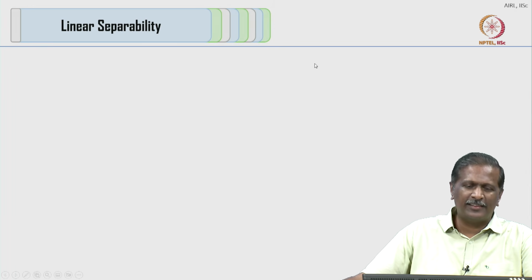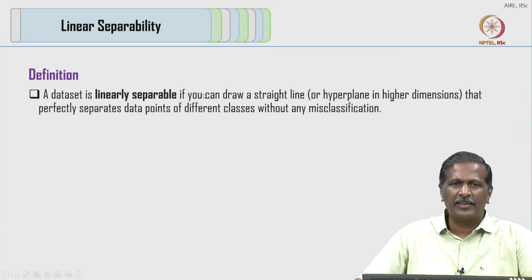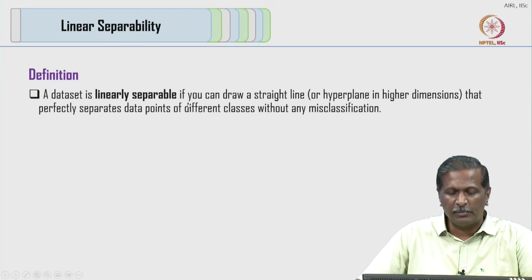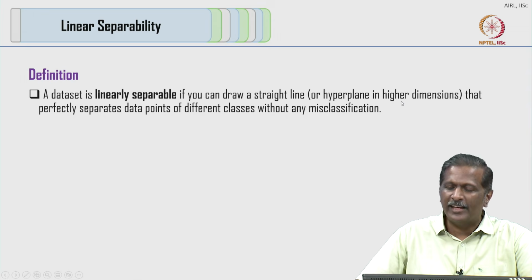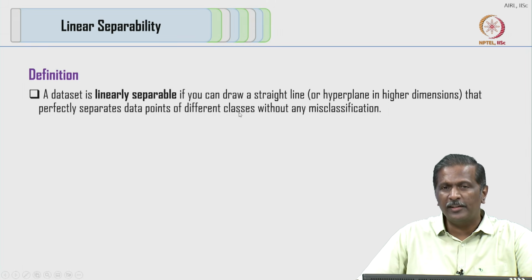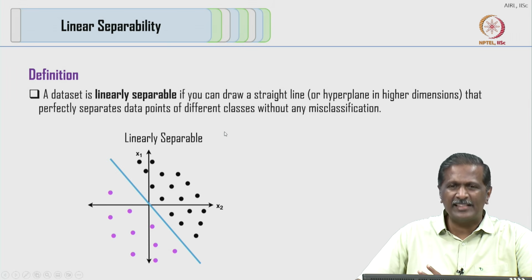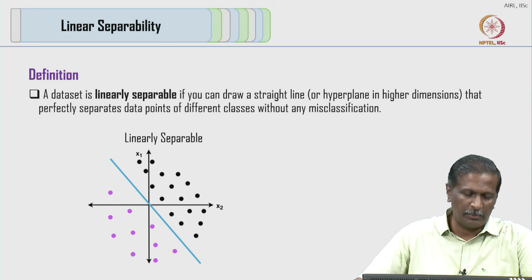So, let us look at different problems, what we call linearly separable problems. There is a data set which is linearly separable if you can draw a straight line, or a hyperplane in a higher dimension, that can perfectly separate the data points into different categories or classes without any misclassification. Then we can say it is perfectly linearly separable, right.